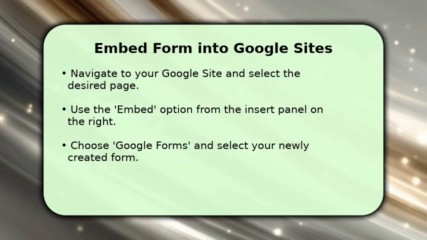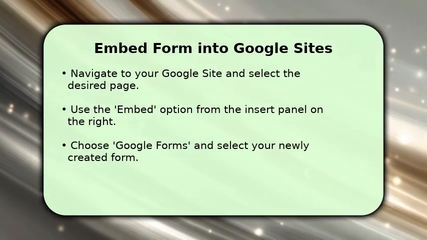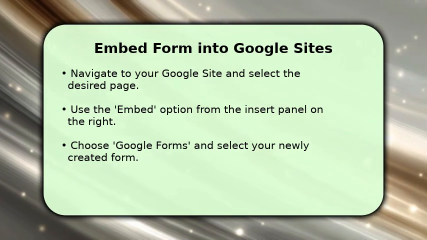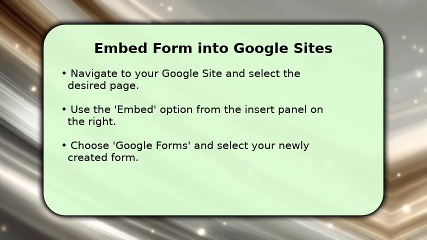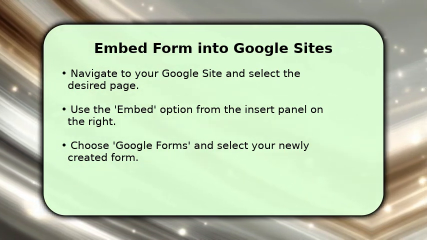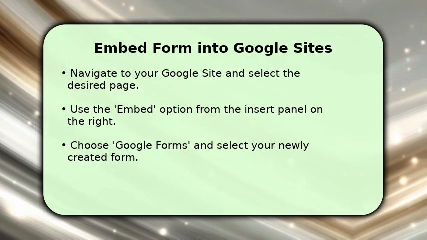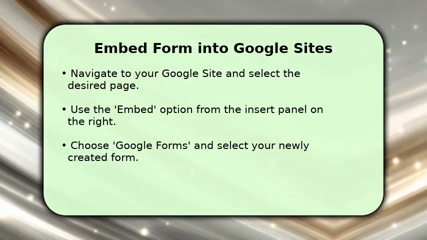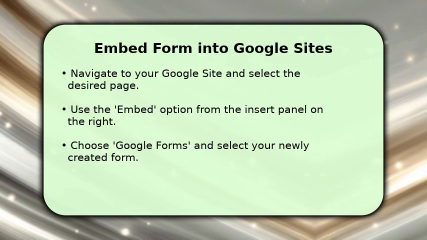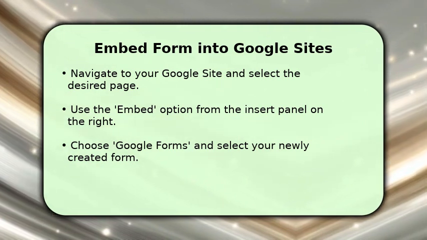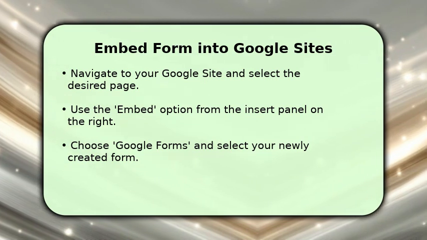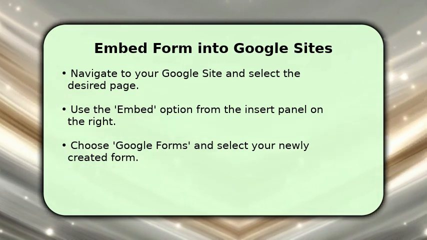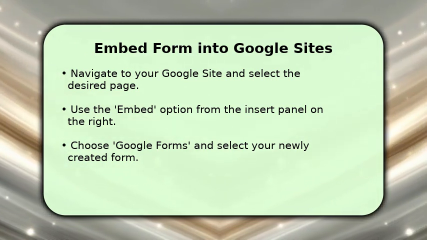Now, open your Google site and go to the specific page where you want the contact form to appear. On the right-hand side, locate the Insert panel and click on the Embed option. From there, you will see a prompt to select Google Forms. Choose the form you just created. Once embedded, you can easily drag and resize the form to fit perfectly within your page layout, ensuring it looks professional and is easy to use.